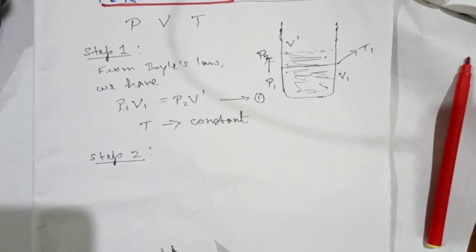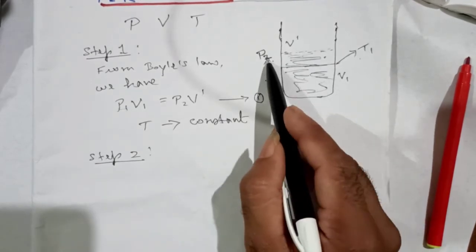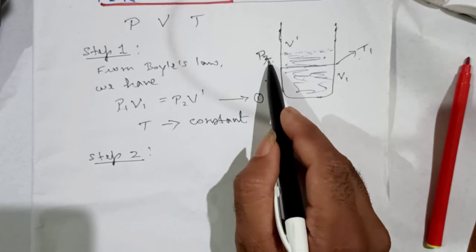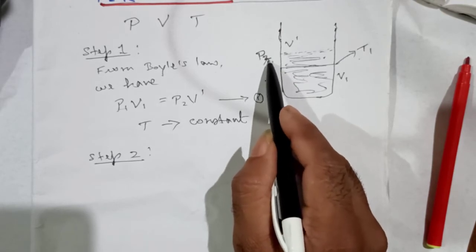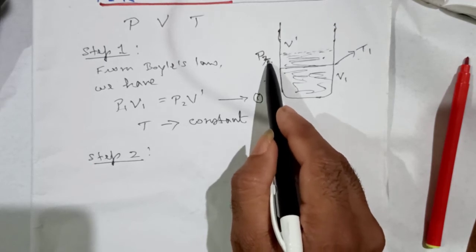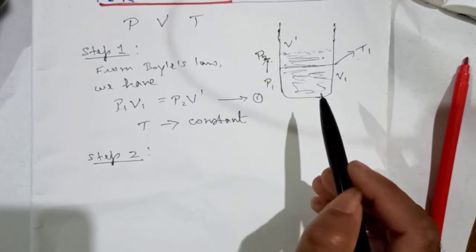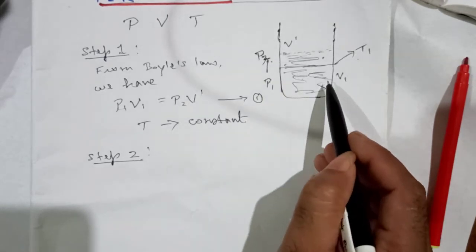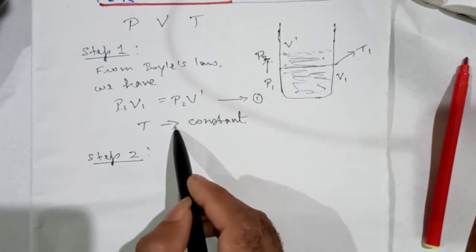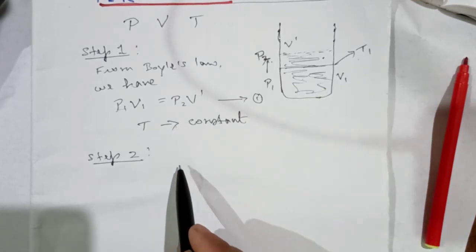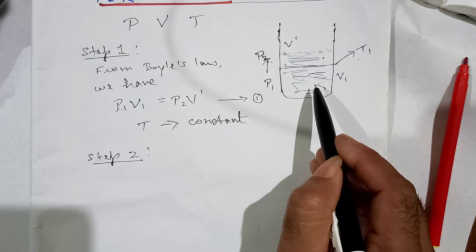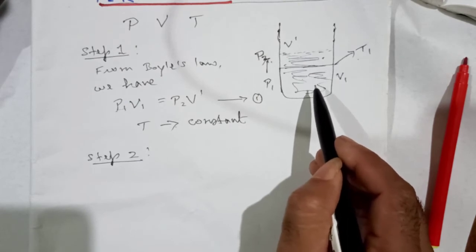Okay, so now we are in step number 2. Now the pressure, let's say P2, okay, now we will keep the pressure remain constant, P2 constant. But what about the volume and the temperature? So we are going to change the temperature. Before it was constant, now we are going to change the temperature. What will be the result for the volume?